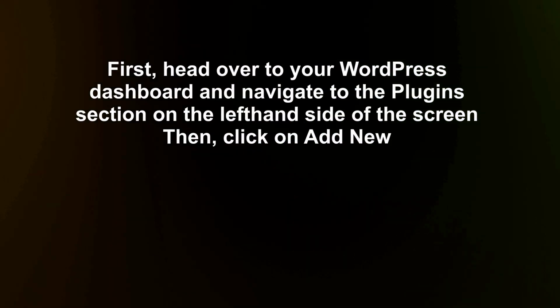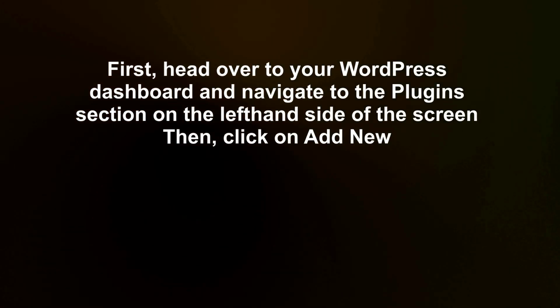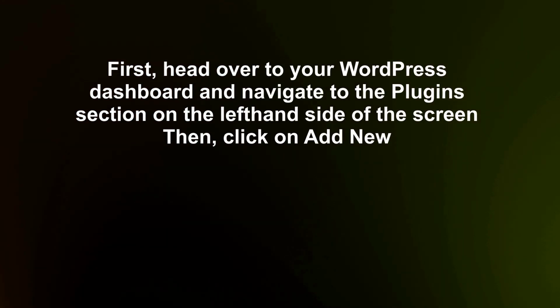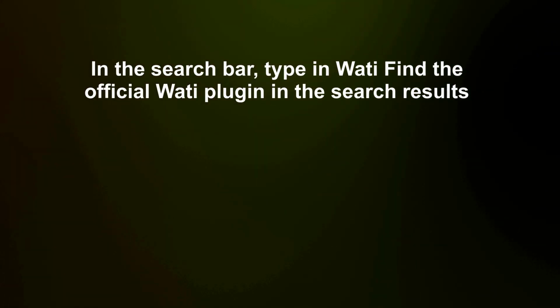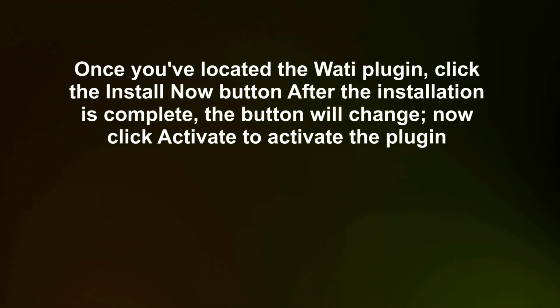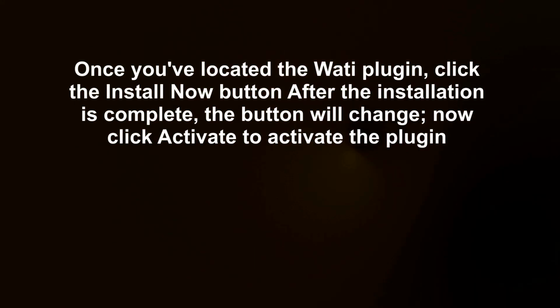First, head over to your WordPress dashboard and navigate to the plugins section on the left-hand side of the screen, then click on Add New. In the search bar, type in Wati. Find the official Wati plugin in the search results. Once you've located the Wati plugin, click the Install Now button.